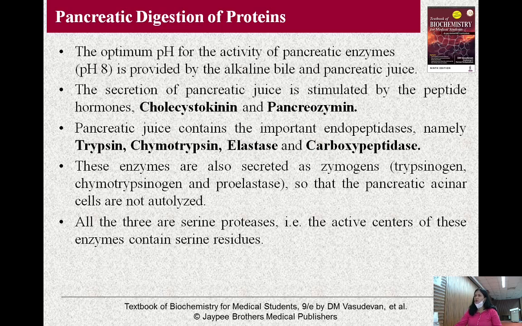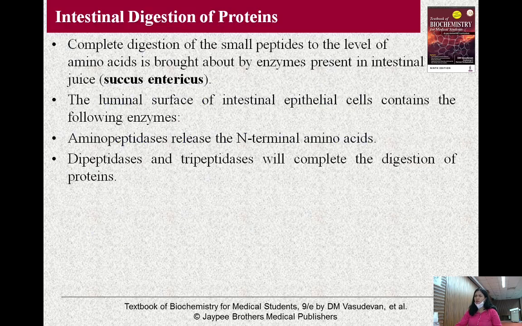So with the help of cholecystokinin and secretin, what will happen? The pancreatic juice will be released into the duodenum, as well as the sodium bicarbonate, which provides the alkaline pH for the activity of all these pancreatic enzymes. And ultimately, they will be digested into amino acids, tripeptides and dipeptides. So till here, any confusion?